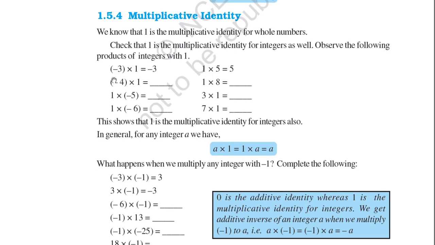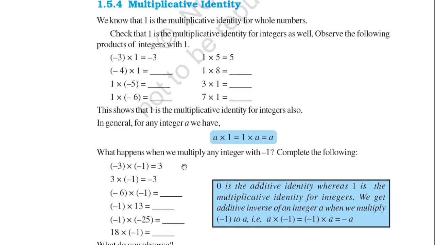Minus 3 into 1 will become minus 3. Minus 4 into 1 will become minus 4. Either minus 5, minus 6, same thing, 5, 8, 3, 7. So this shows that 1 is the multiplicative identity for integers also. In general, for any integer a, we have a into 1 is equal to 1 into a is equal to a. What happens when we multiply an integer with minus 1?